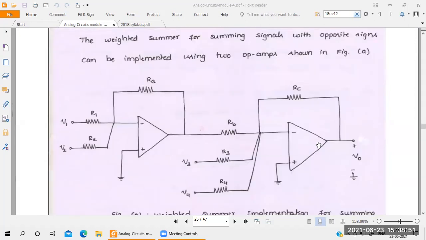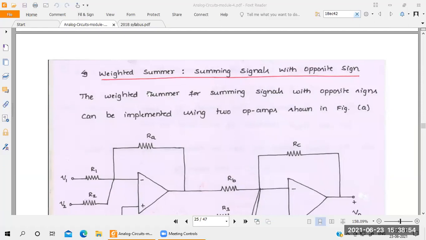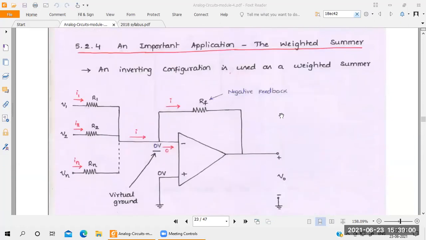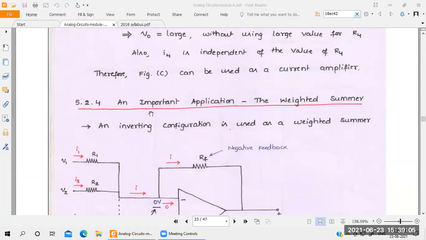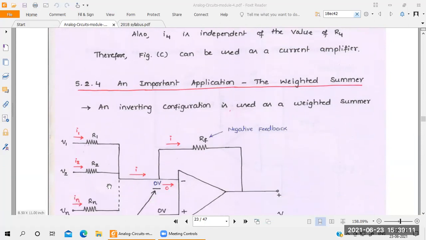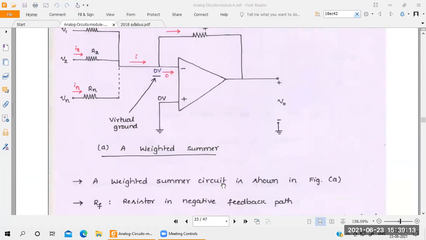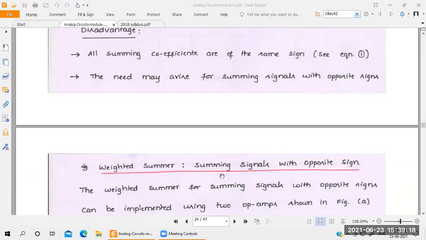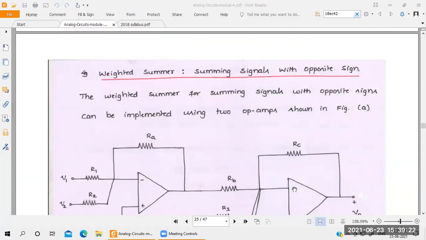In the exam, they can ask anything here. Suppose they ask for the opposite sign, then you have to draw 2 op amps here. Suppose they ask for only the summing signal, then you have to draw only 1 op amp diagram here. Okay, there is a difference here. There is only one topic here, that is the weighted summer. In the weighted summer, there are 2 types here. One is adding the signals, meaning adding the 3 voltages using only 1 op amp. The second one is the weighted summer for summing signals with the opposite sign. Opposite sign means you take one more op amp here.